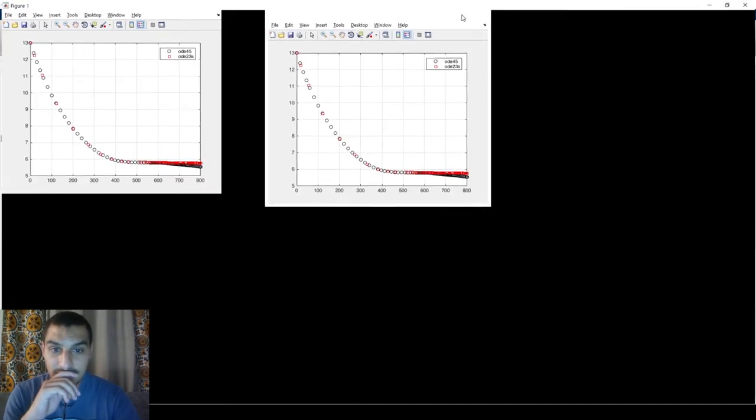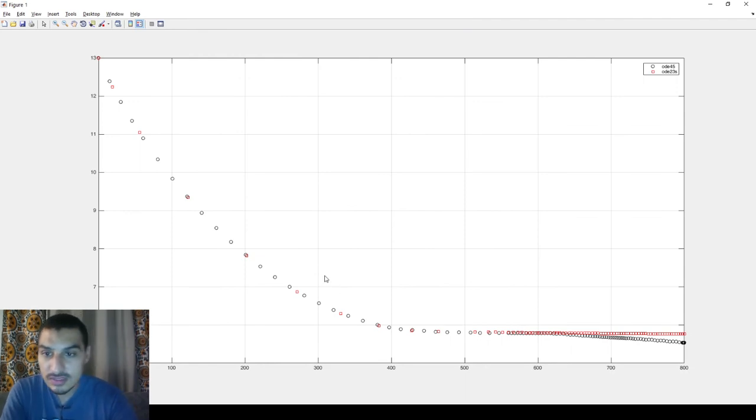I want you to notice a couple of things. The first is that it's easy to notice here that the height for ODE23S is constant, even after 800. They go together until it reaches 600 and something, 640 or 650, and then the difference starts to appear. There is a difference in the height because ODE23S is dealing with a stiff function. It can deal with these kinds of functions while ODE45 cannot, and it's giving some errors.